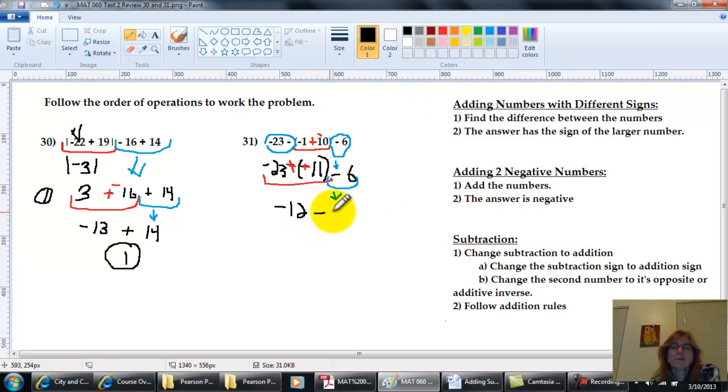And we have minus 6. So we have a subtraction. Negative 12 minus 6, so we change subtraction to addition, and change the sign of the second number. So the opposite of 6 is negative 6. And we follow the rules of addition. Negative 12 plus negative 6. Add the numbers, and the answer is negative for adding two negative numbers. So the answer is negative 18. That's the answer to number 31.